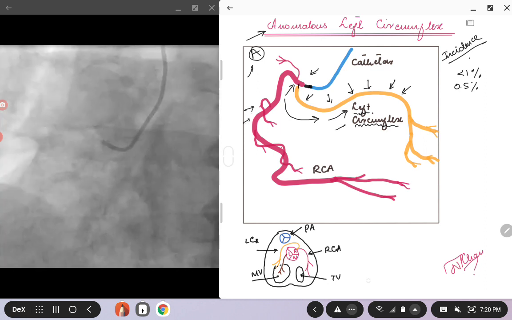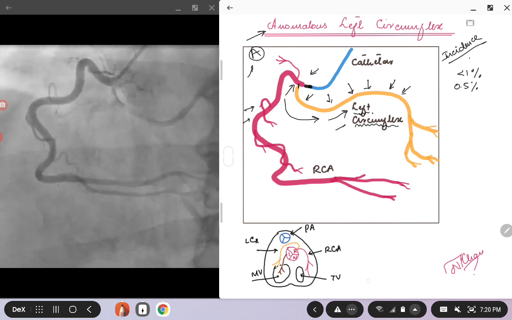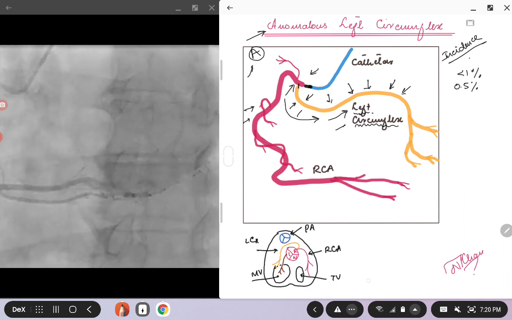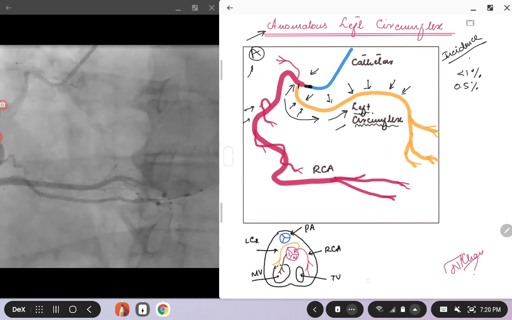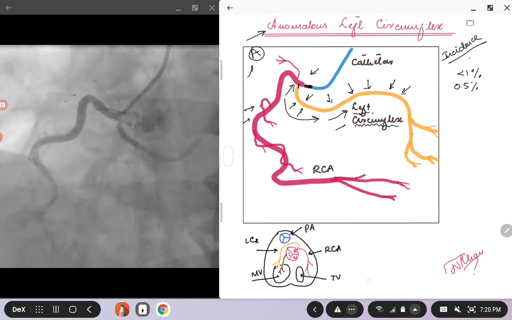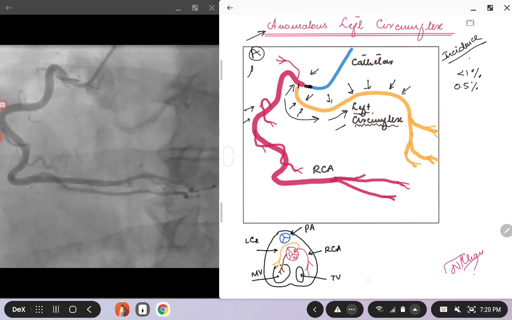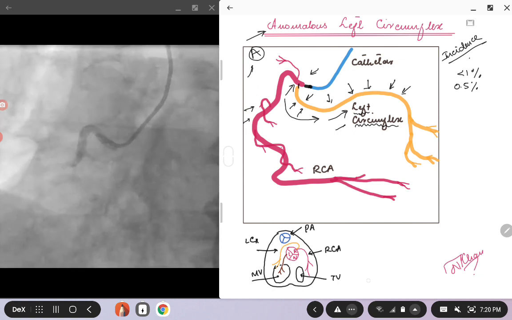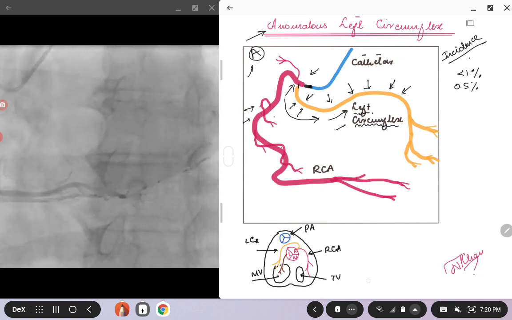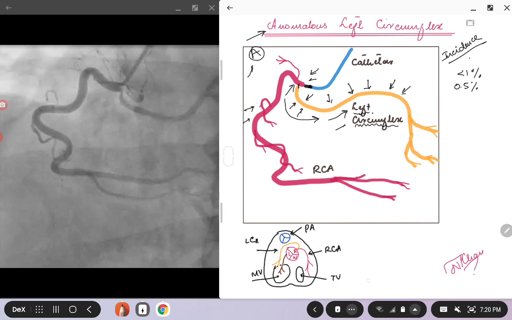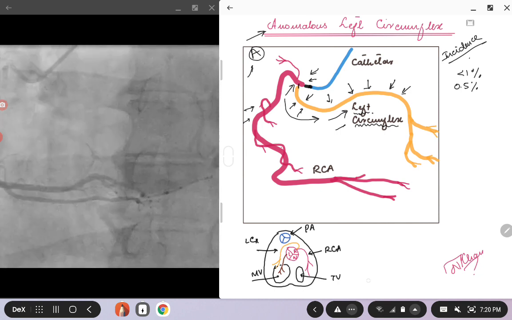The right coronary artery will usually have the normal course. It's only the left circumflex which will have to take a different anatomical course to supply the area of the myocardium. On the picture on the left, you can see that the filling of the left circumflex is sluggish. This is because the catheter is selectively engaged into the right coronary artery.